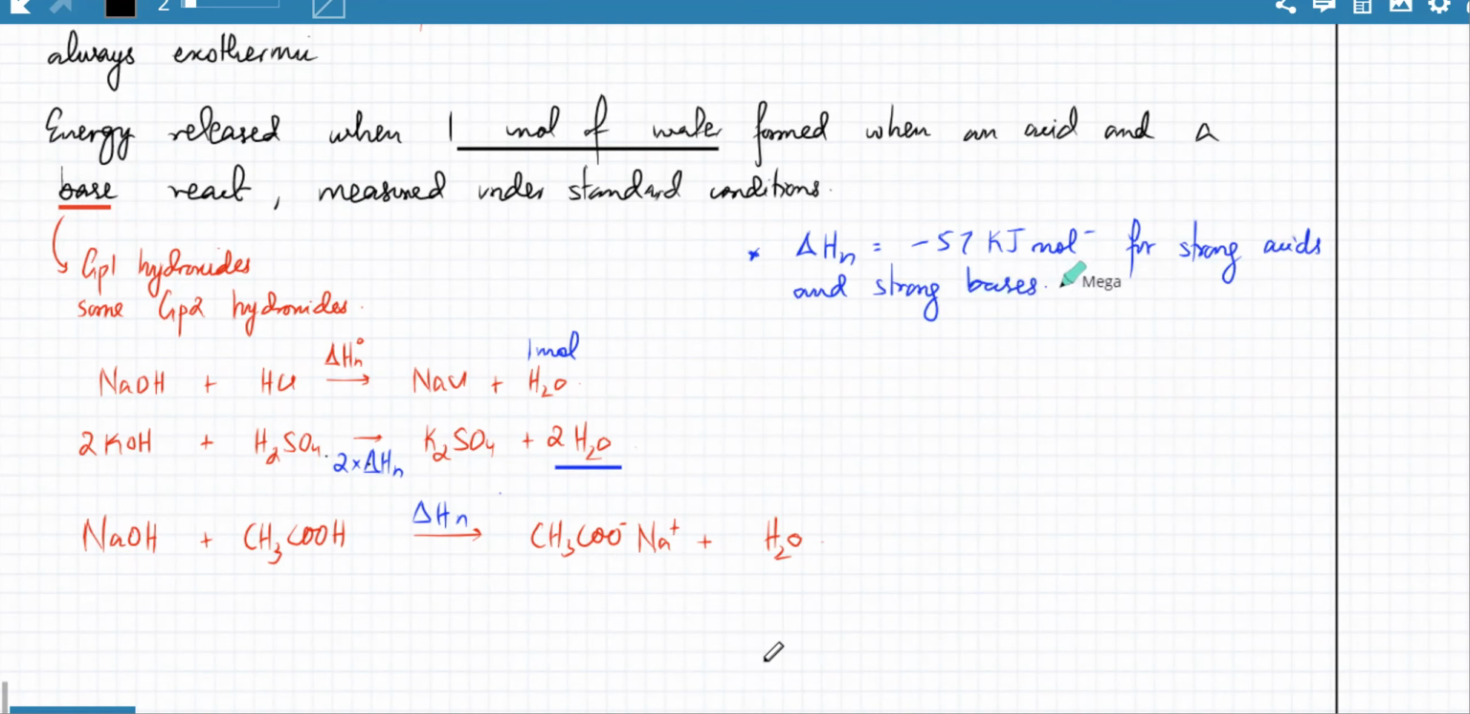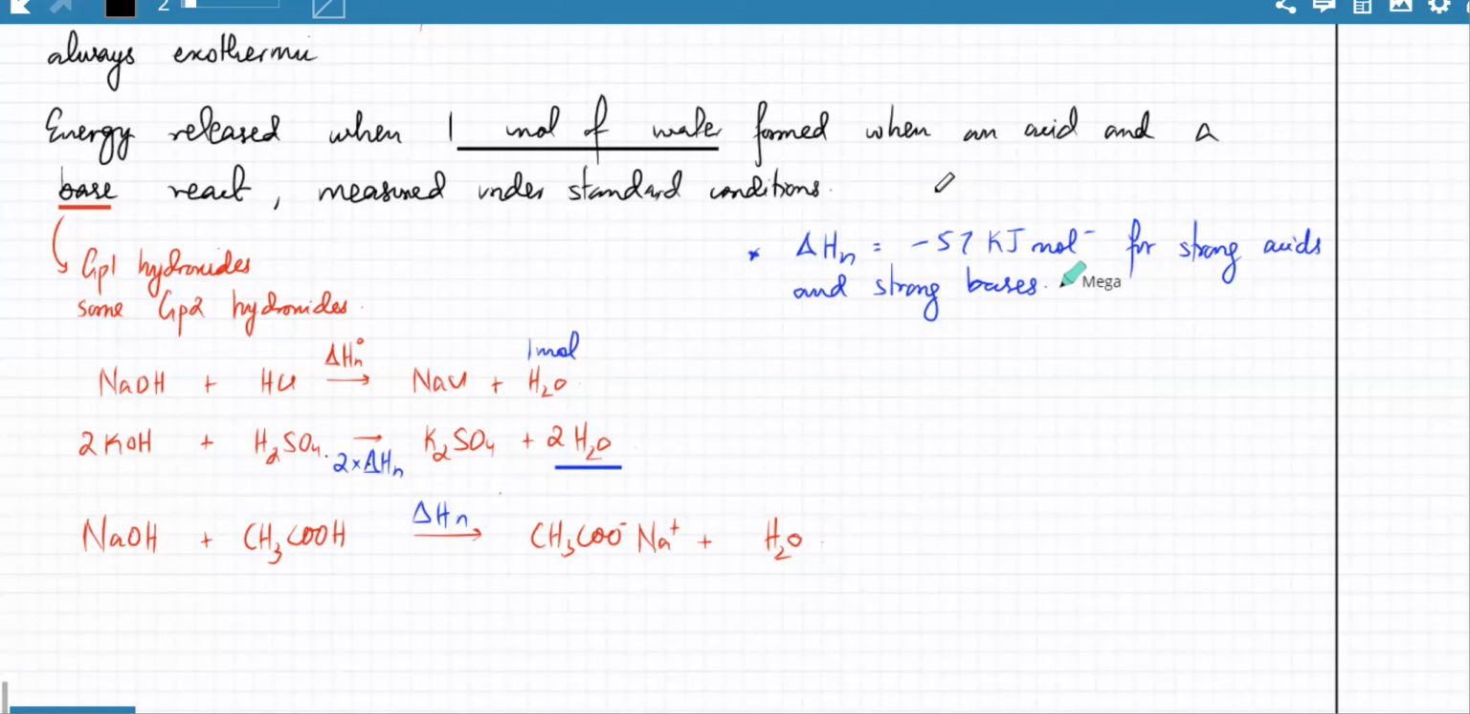So the question is, why is the value always the same? I mean, there are obviously different reactions. NaOH and HCl, that's a different reaction. KOH plus H2SO4, that's a different reaction. NaOH with ethanoic acid, that's a different reaction. So why is the enthalpy change always coming out to be the same value? Why is the energy change exactly the same?